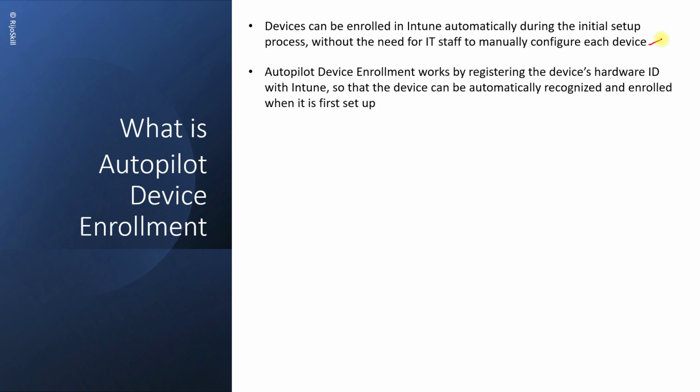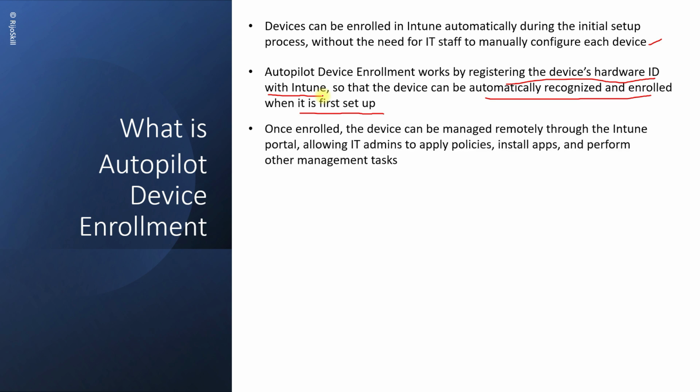Okay. So next, Autopilot device enrollment works by registering the device hardware ID with the Intune portal, so that the device can easily and automatically be recognized and enrolled at the initial first setup. You understand? The device hardware ID is registered in the Intune portal. We will show you how we can do this. Once enrolled, the device can be managed remotely through the Intune portal, allowing IT admins to apply policies, install apps and perform other management tasks. So now you almost understand what Autopilot is, right?